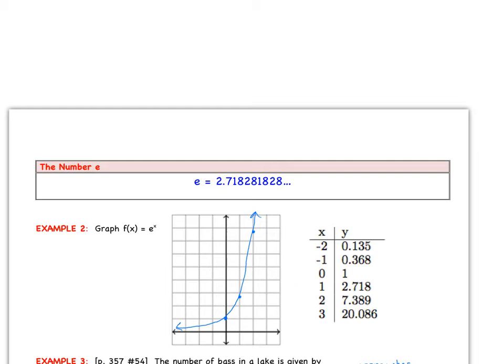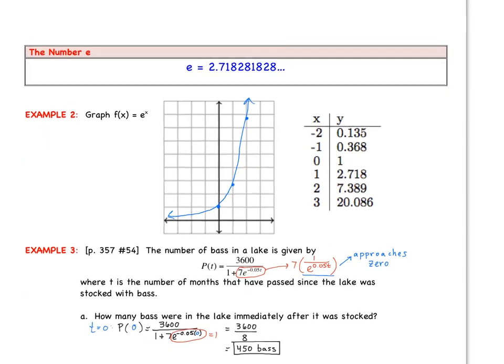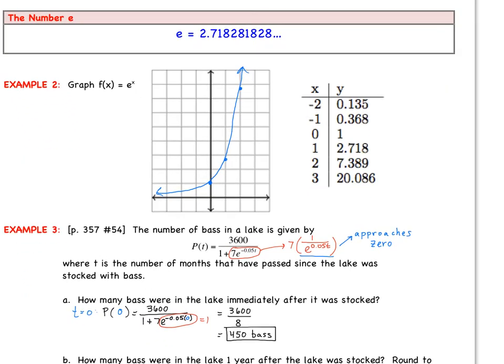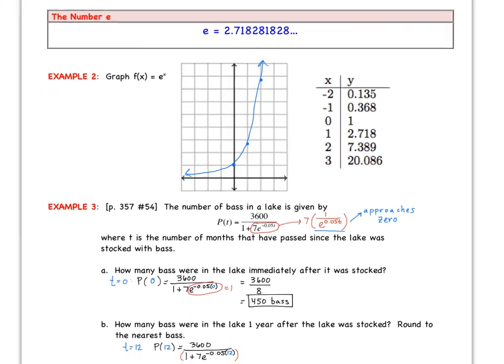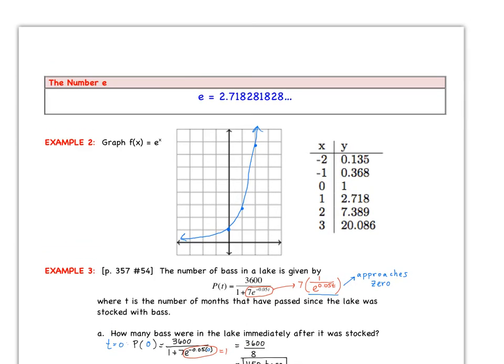We can just plot the points, and we can see that it is an exponential growth. It is increasing as x is increasing. All right, so what we're going to do now is look at a model problem that deals with the number e, and this actually comes from our book. So I'll walk through it piece by piece.